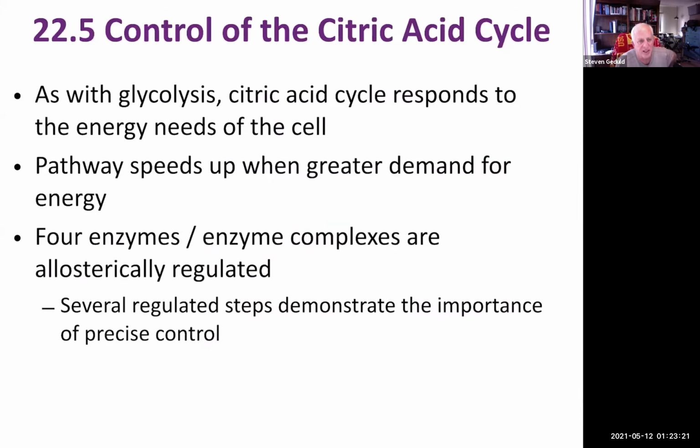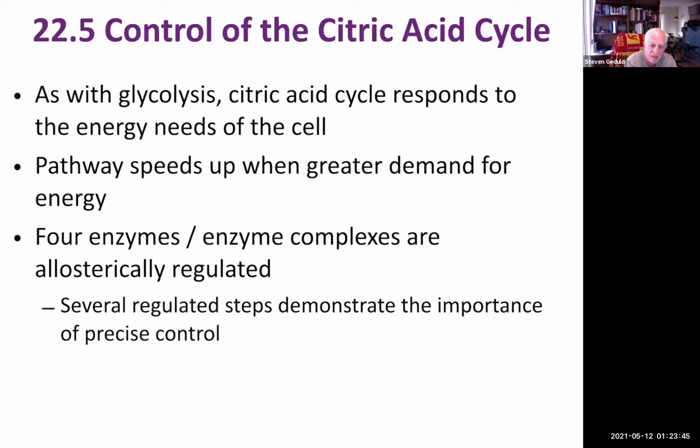Control of the citric acid cycle. As with glycolysis, the citric acid cycle responds to the energy needs of the cell. If the cell needs energy, ATP is low, it's going to run. If the ATP content is high, it's going to be inhibited. You can't just spend time making one thing if we already have it. So pathways speed up when a greater demand for energy is needed.